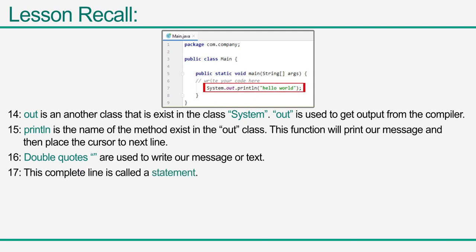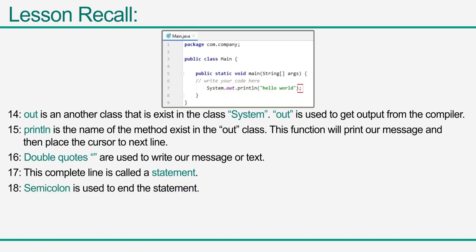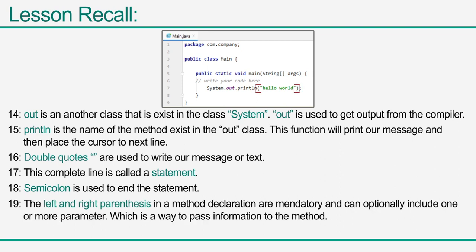Number 17. This complete line is called a statement. Number 18. Semicolon is used to end a statement. Number 19. The left and right parentheses in a method declaration are mandatory and can optionally include one or more parameters, which is a way to pass information to the method. Number 20. The code block is used to define a block of the code.